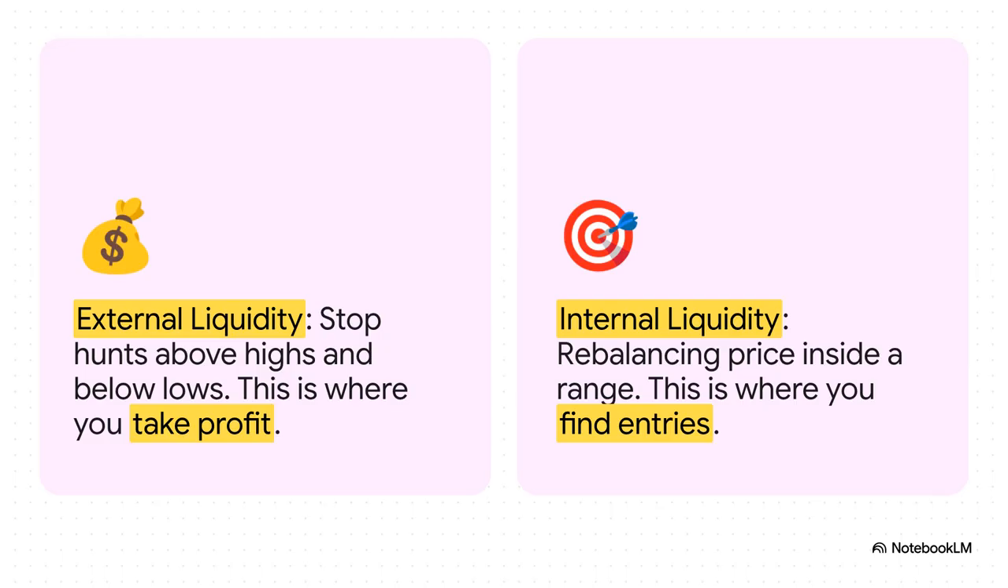Now this is where things get really interesting. See, there are two flavors of liquidity you need to know about: external and internal. External is the obvious stuff, those stops sitting outside the current price range, above the highs and below the lows. That is your destination. That's where you should be looking to take profits. Then you've got internal liquidity. This is the more subtle stuff inside the range, like fair value gaps or order blocks. Price needs to dip back into these areas to, let's say, rebalance itself. And here is the absolute key. Internal liquidity is where you find your entries. You buy the dip into internal liquidity and you sell the rip into external liquidity.